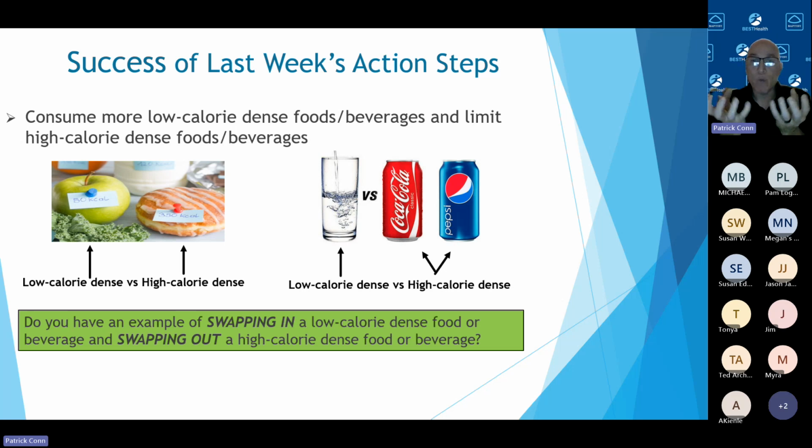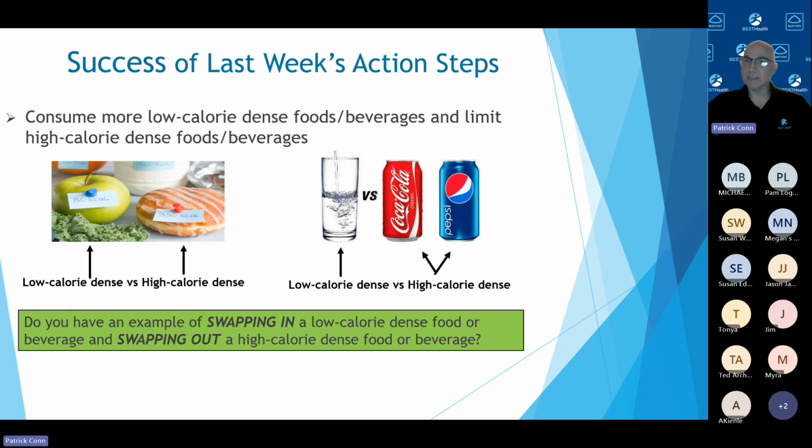Okay. So again, these are examples that we showed last week, like a Granny Smith apple and a donut having the same weight or volume, but they're different in calorie content and nutritional value. You can see the Granny Smith apple is considered a low calorie dense food, where that donut is considered a high calorie dense food. Same thing with beverages. A low calorie dense beverage, actually 0 calories, is water. Whereas if you have a sugary Coke or soft drink, that's considered a high calorie dense beverage.